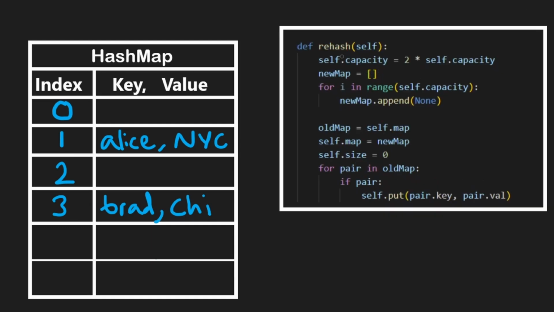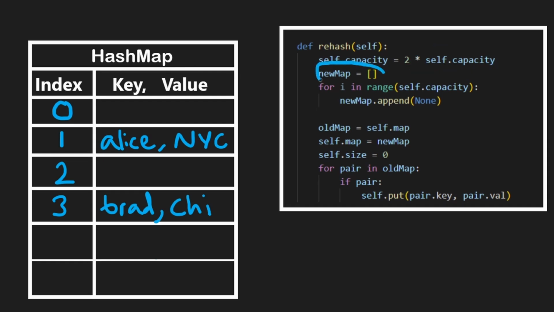So lastly, let's look at the rehash function. It doesn't really take any parameters because we already have all the member variables of the hash map. We know we're going to double the capacity. At least that's the naive way to do it. More optimally, we could find the next prime number that's roughly double.